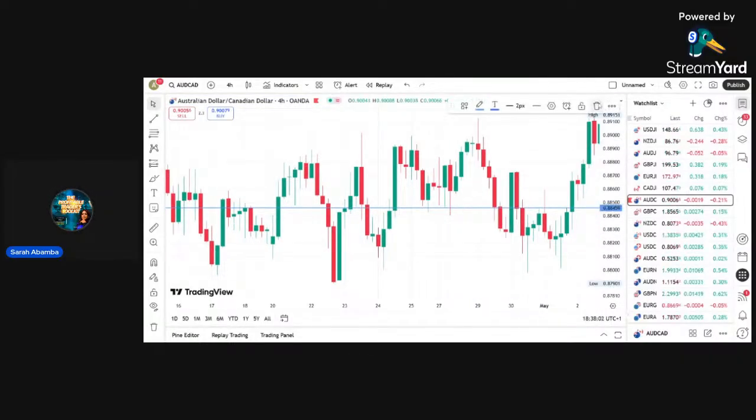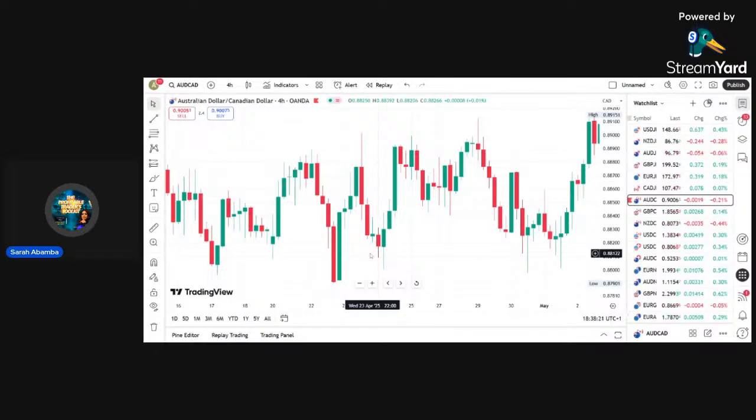Let me take this out. So this was a bearish candlestick that was formed there. Then the next one, a bullish candlestick, was formed, and the market just started going up. So this is a bullish engulfing bar pattern.